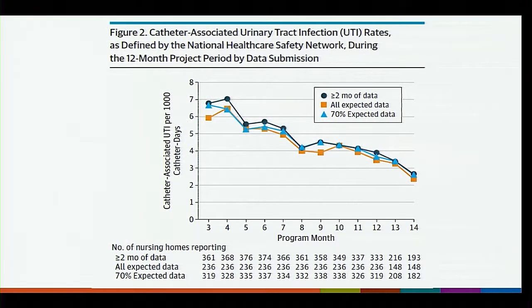And it was actually a pretty impressive study. So they started out, on the y-axis here is catheter-associated urinary tract infections per 1,000 catheter days, and on the x-axis is the program months. And all these lines are just, I guess, varying amounts of data, but we'll take them all together for the purpose of this.